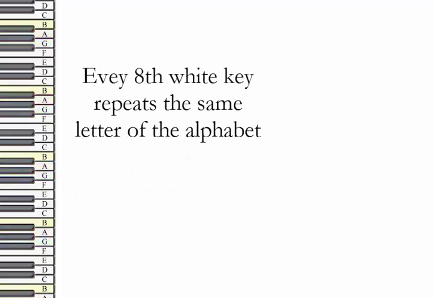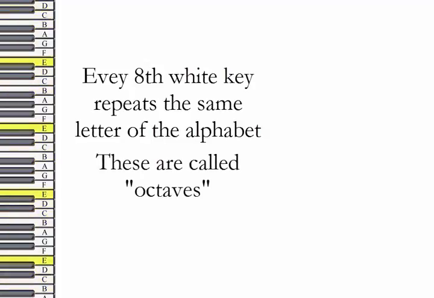Every eighth white key repeats the same letter, and just like other things that are named for the number 8, like 8 tentacles is an octopus, or something that has 8 sides is an octagon, well, we call the notes with the same letter octaves. Here's what it sounds like if you play octaves, one right after the other. And here's what it sounds like if you play 4 octaves together at the same time.